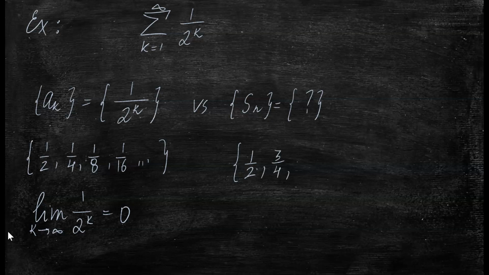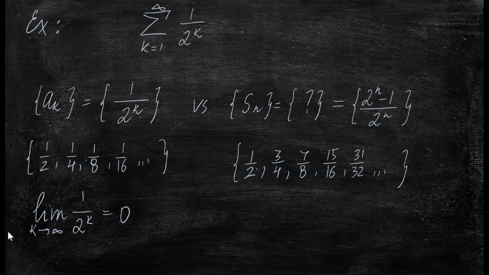The next term will be 3/4 plus 1/8, so it's 7/8, and then it's 15/16. And if you see the pattern, you can actually now figure out the formula. It looks like it will be 2 to the power n minus 1 over 2 to the power n. And now if we look at the limit of this sequence, so what is the limit of 2 to the power n minus 1 over 2 to the power n as n goes to infinity?